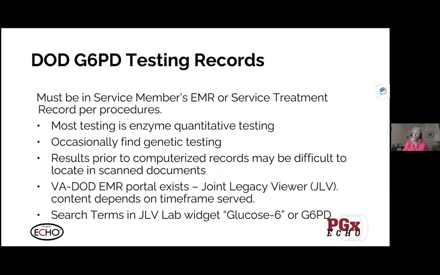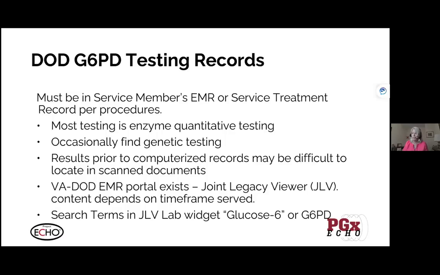Most of the testing that I find is enzyme quantitative testing. Very occasionally we run across that they had genetic testing, but a lot of times even the results I see will just say deficient and don't say what variant they had or even what method of testing was done. Also, results prior to the computerized records are difficult to find. They may be in scanned documents, or they may be in a warehouse somewhere. So a lot of times it's difficult to find, depending on what years of service they entered and when they were tested for G6PD.